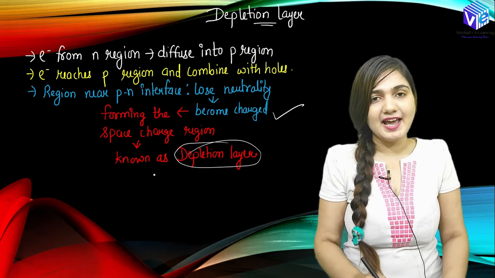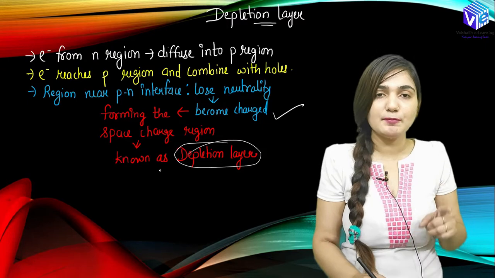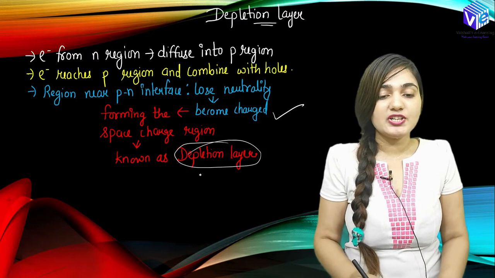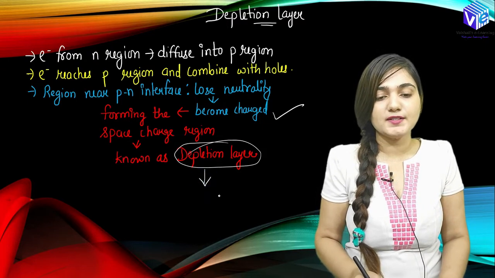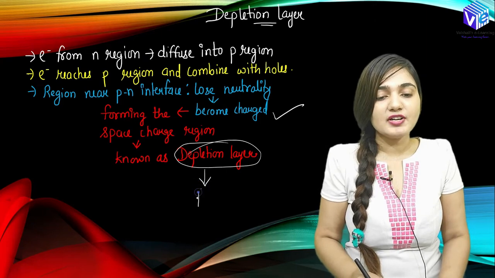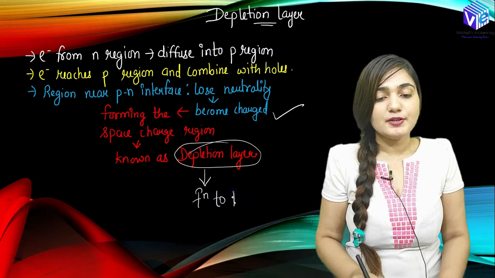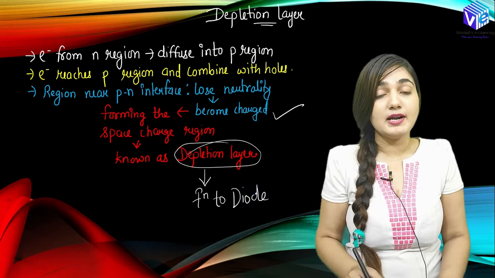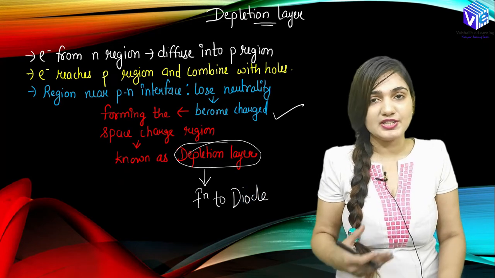After this you must understand the concept of the depletion layer. The depletion region is a very important concept which provides the functioning of the diode. The diode will function properly only if I have a properly formed depletion region.